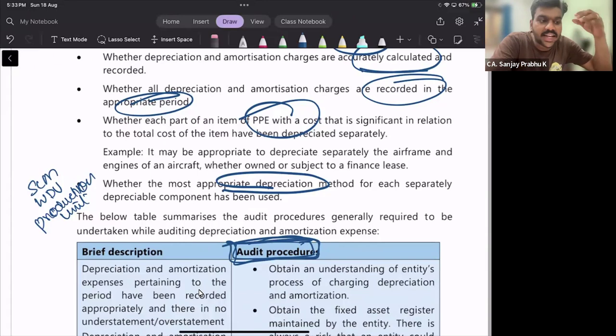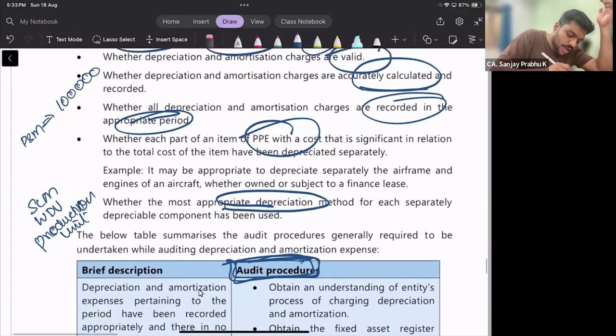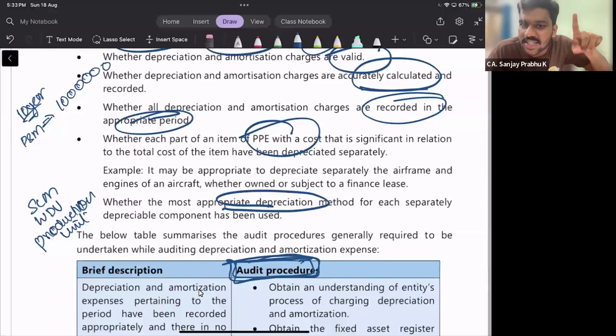If the asset is of such kind that it can only produce a particular number of units, say for example, I'm purchasing a plant and machinery. The peculiarity of this plant and machinery is it can only produce 1 lakh units. Its life is 10 years. But if you are producing 1 lakh units in the first year, then the life of the plant and machinery is of no use. Are you able to understand?